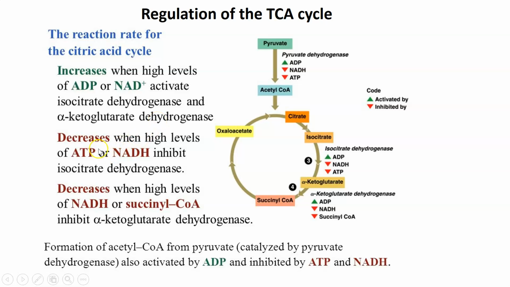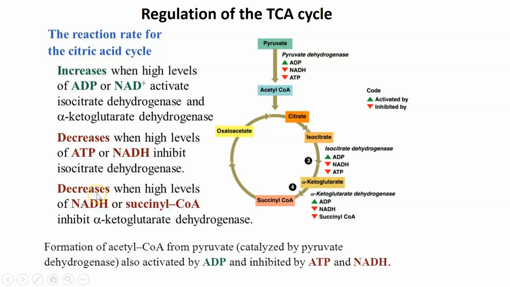And this pathway will be reduced in terms of its speed if there are high levels of ATP and NADH. If you've got lots of these molecules, that means there's lots of energy floating around. There's lots of ATP knocking about, so we don't need to produce much more. That's the signal, the way in which this particular pathway can be slowed down. ATP and NADH are targets for isocitrate dehydrogenase, and as soon as these two molecules bind, this enzyme is inhibited.